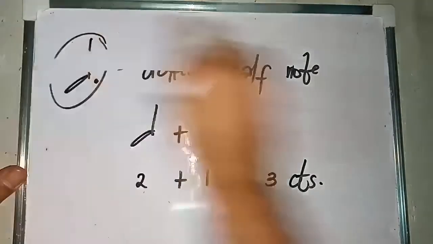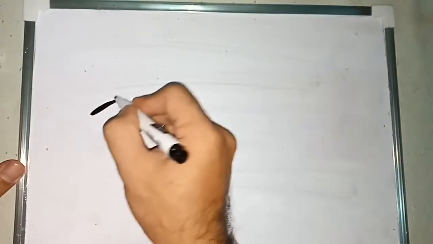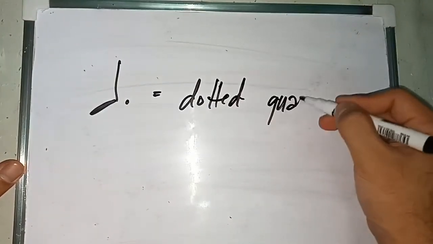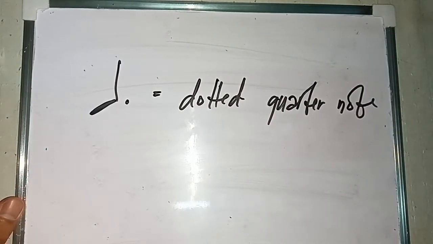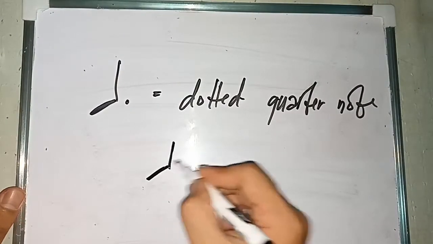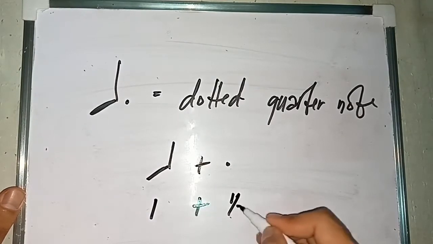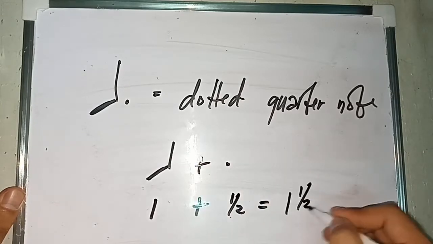Another example. We have a dotted quarter note. We have the value of the quarter note plus the dot, so we have 1 plus half of 1, which is 1/2. So it means the value of this dotted quarter note is 1.5 counts.